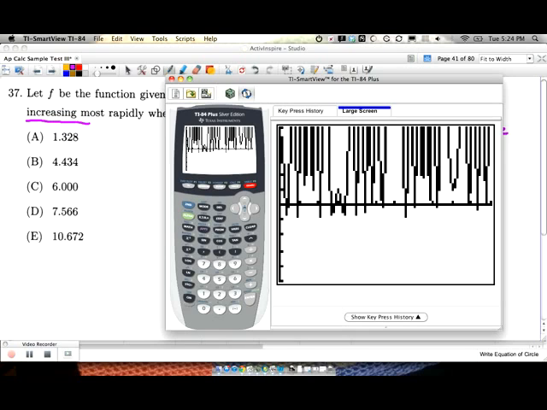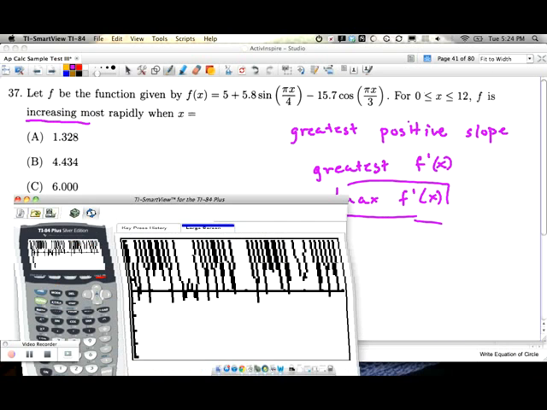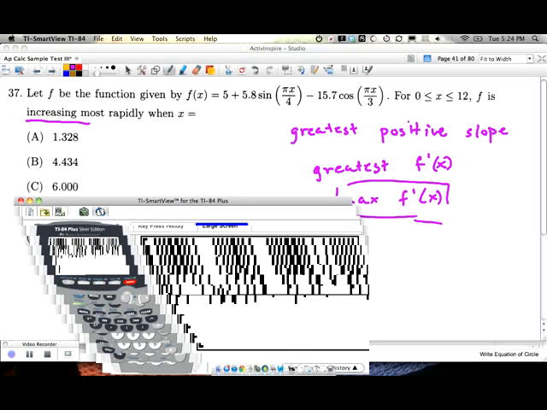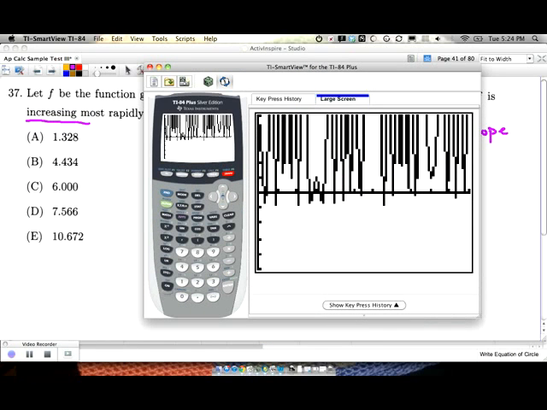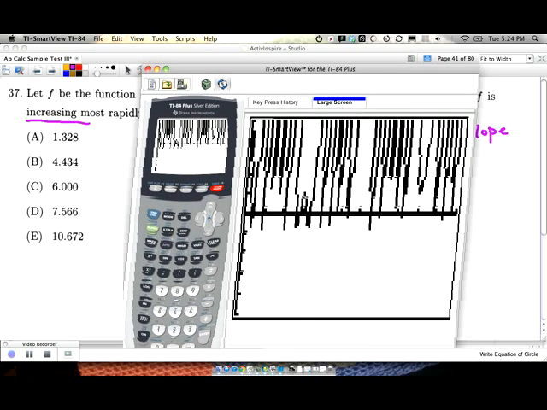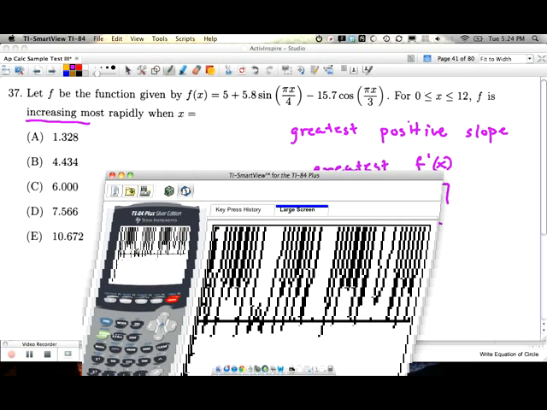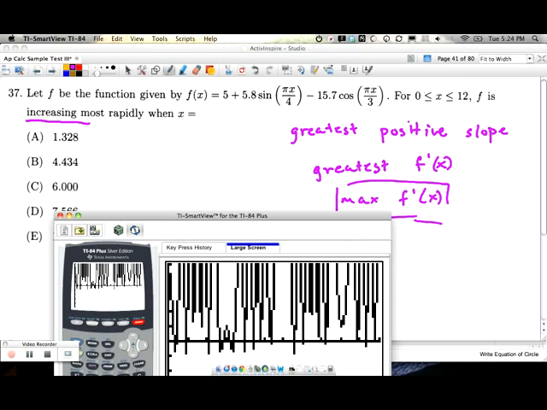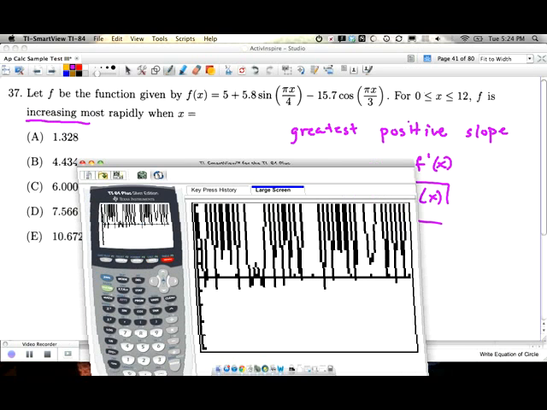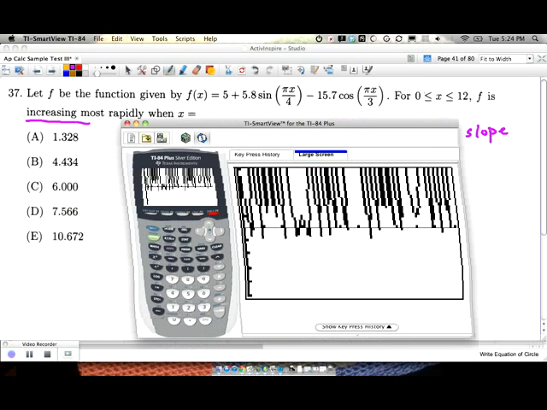Well, I could go into the derivatives and try to figure out when we're going to optimize that, but there's another way that I can calculate this. I can calculate each of these slopes on my calculator and just figure out when it is the greatest slope. When is F increasing most rapidly? So it's saying which slope is greatest.